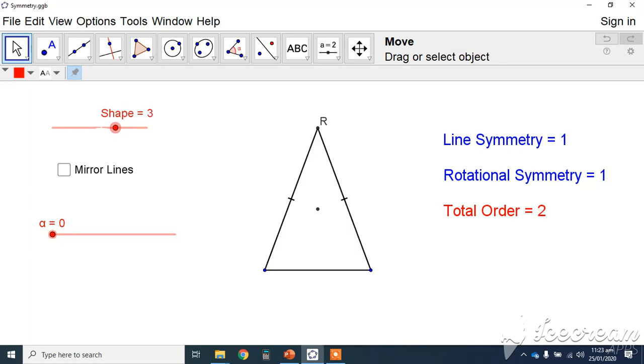Right, what about an isosceles triangle? An isosceles triangle only has one mirror line, straight down the middle. There are no ones on angles or diagonals. One mirror line, so line symmetry is 1.